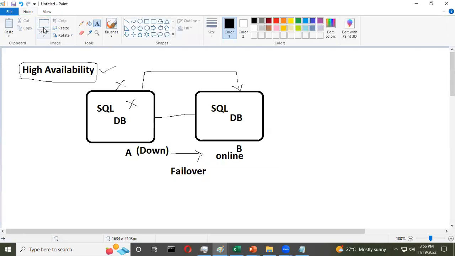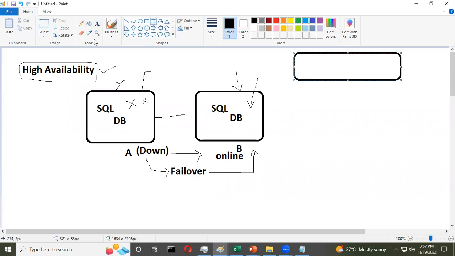If A is down, failover should happen. Failover is nothing but the resources will move from one server to another server, right? I'll talk more about the resources when I show you the actual setup, so you will understand better. But here you can understand that whenever there is an issue at one server, failover happens immediately and these databases are available for the application team, right?